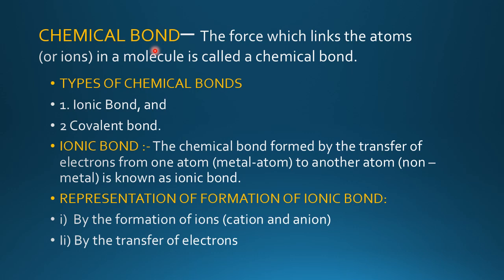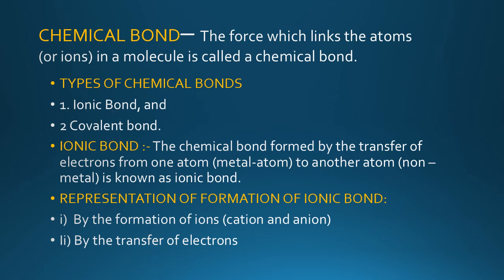Chemical bond. Children, a chemical bond is the force which links the atoms or ions in a molecule. For the formation of a chemical bond, the combining atoms are either two non-metal atoms or a metal and a non-metal atom. Based on the combining atoms, chemical bonds are of two types. One is ionic bond, second one is covalent bond.